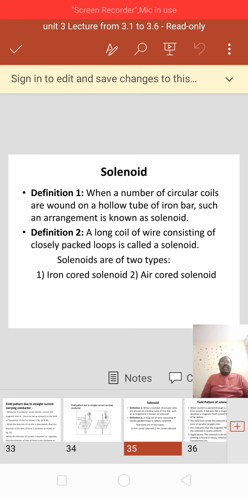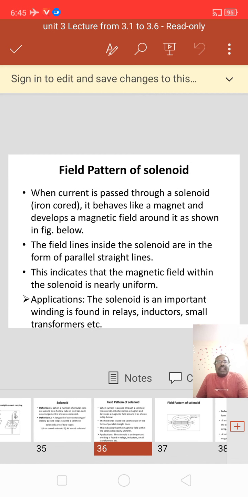Okay, again I am repeating what is meant by solenoid. When a number of circular coils are wound on a hollow tube of iron bar, such an arrangement is known as a solenoid. A long coil of wire consisting of closely packed loops is called a solenoid. It is of two types: first one iron core solenoid, second one air core solenoid.